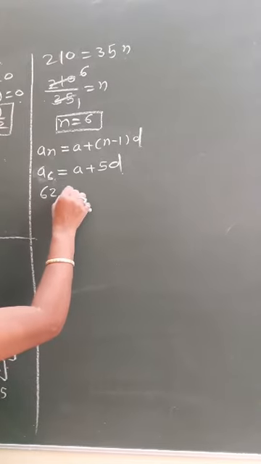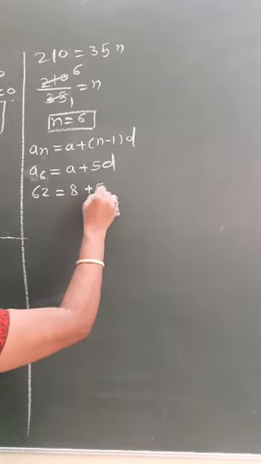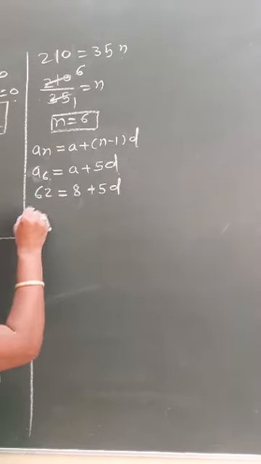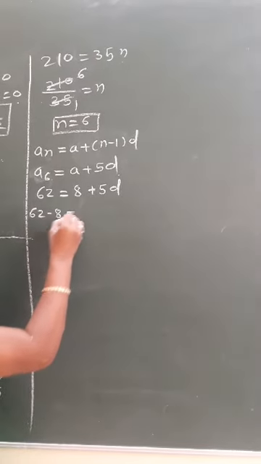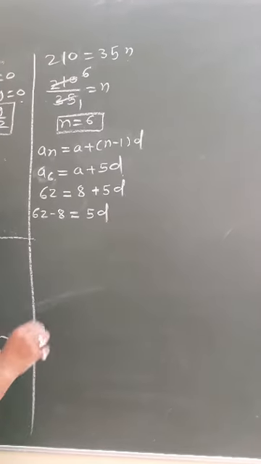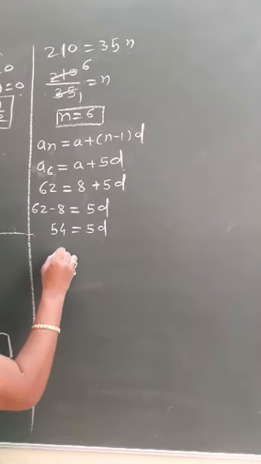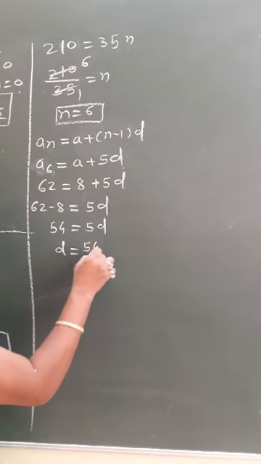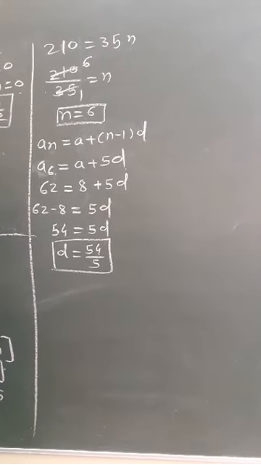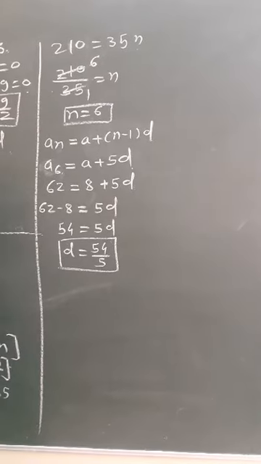This they have given as 62, which is equal to, what is the value of a? It is 8 plus 5d, because we have to find the value of d. Here we will shift, that is 62 minus 8, which is equal to 5d. 12 minus 8 is 4, and this is 54, which is equal to 5d. So the value of d we will get is 54 divided by 5. Listen carefully. The value of d can be positive, can be negative, 0 also, and a fraction also.